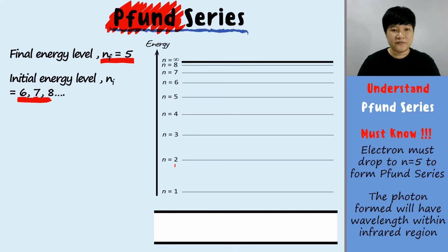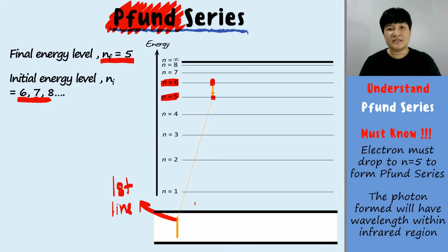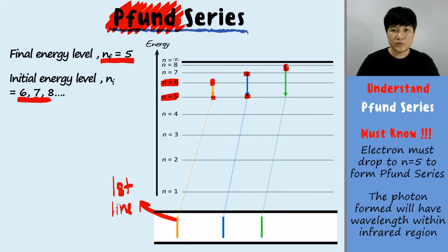And the first line of the Pfund series will definitely be from n equals 6 to n equals 5. You can see over here, n equals 6 to n equals 5. And this will definitely be the first line in the Pfund series line spectrum. The second line will be n equals 7 to n equals 5. The third line will be n equals 8 to n equals 5. Okay, that is the first, second, and also the third line.